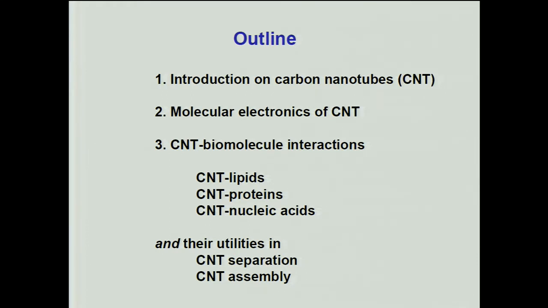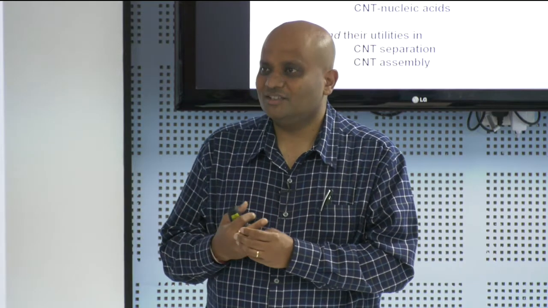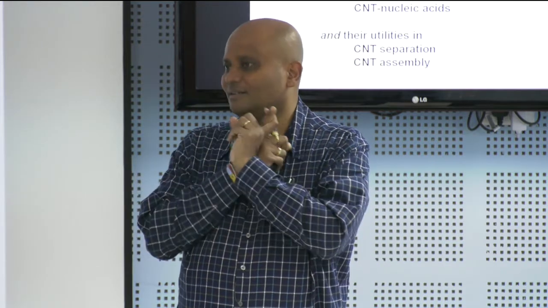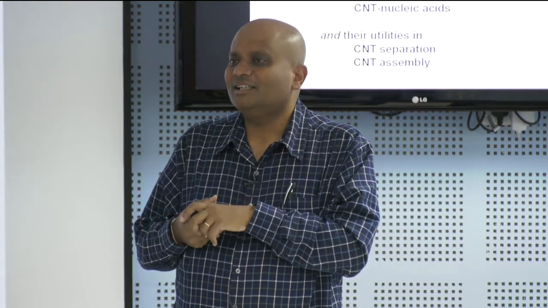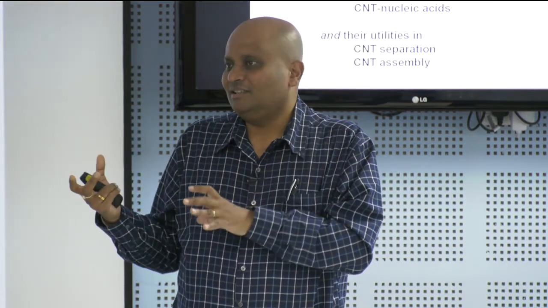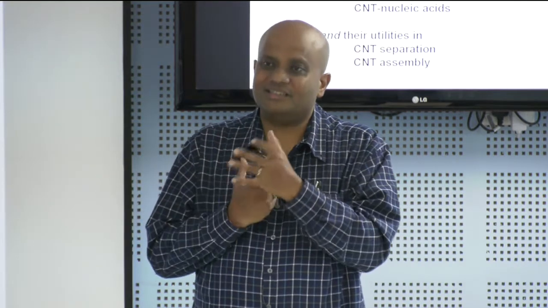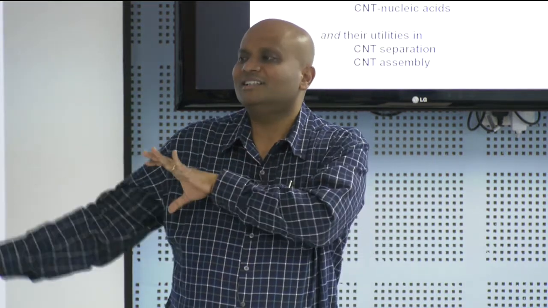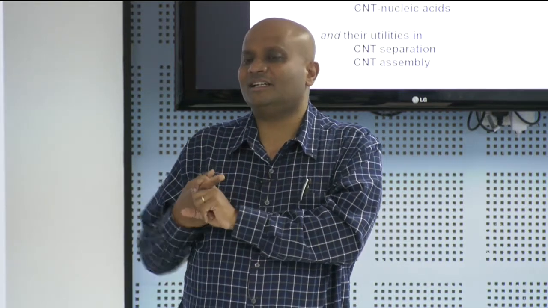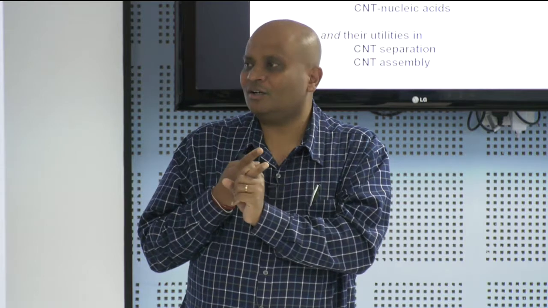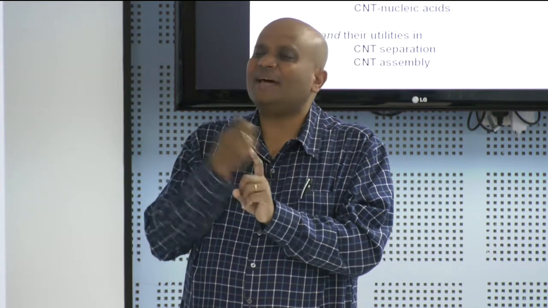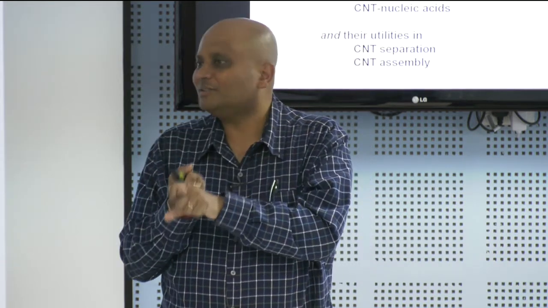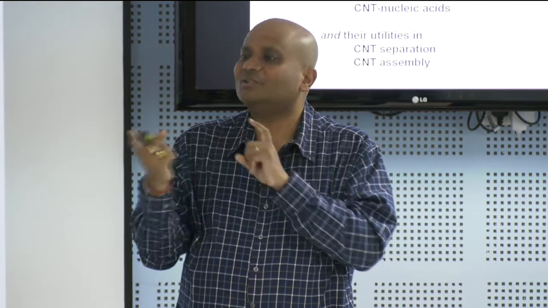So, what about the nucleic acids? Yesterday we talked about the chirality of single wall nanotubes. The single wall nanotubes can be semiconductor as well as metallic, depending upon the way they are wrapped. But when you make them, they all come out together. So, one of the ways to separate the single wall carbon nanotubes according to their chirality, that means if they are metallic or a semiconductor, is you wrap them with DNA. DNA wraps around one type of nanotube, it does not wrap around the other type of nanotube, and then you could separate them out.